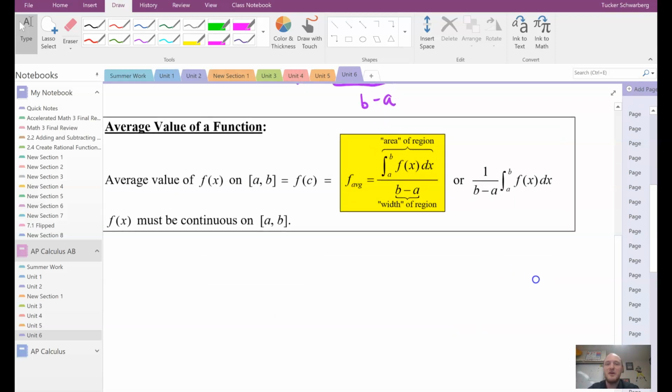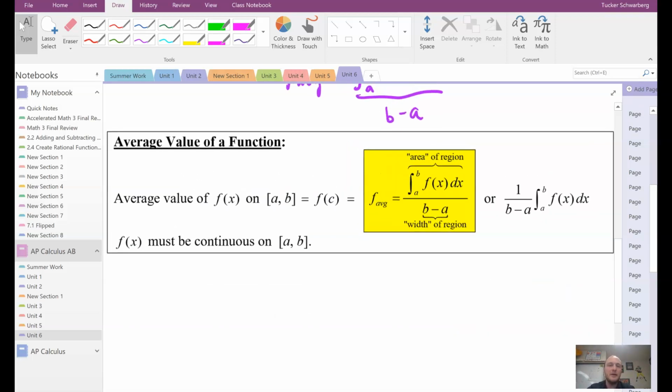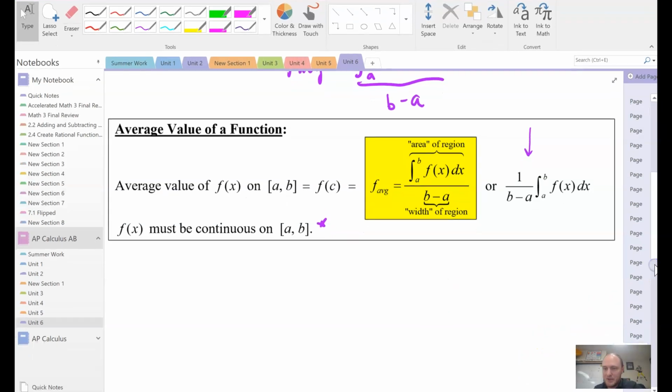Here is the average value of f of x on a closed interval a to b, and there is a value f of c such that the average height is equal to the integral of a to b f of x dx divided by that width, b minus a. Okay, and then another way of writing it is you can factor out that constant value 1 over b minus a. So you can go ahead and calculate it this way. And it's important: a to b must be closed and it must be continuous. Okay, very, very important. So let's go ahead and look at the next example.